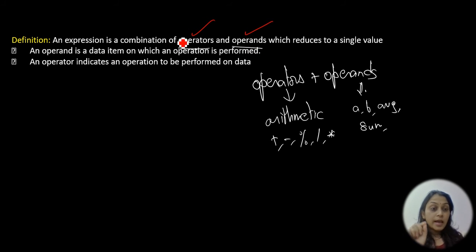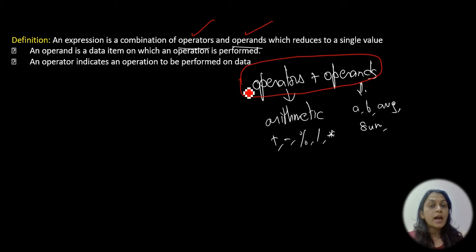So finally, what is an expression? An expression is a combination of operators and operands which reduce to a single value. Whatever expression is there, that complete expression is calculated and reduced to a single value, which is the final output. An operand is a data item on which an operation is performed, and an operator indicates an operation to be performed on data.